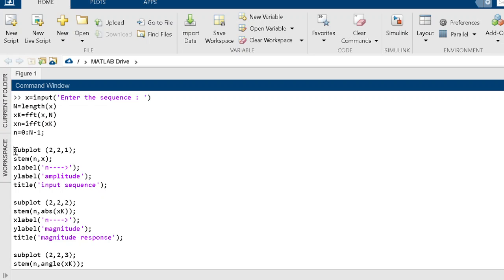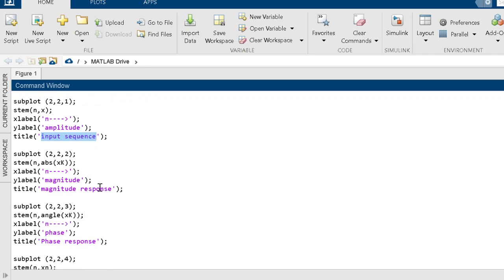Then next, this block of code right here is to plot the input sequence. Subplot 221, the features are N and X. The x-axis label would be this one. The y-axis label would be amplitude, and the title of the graph would be input sequence.